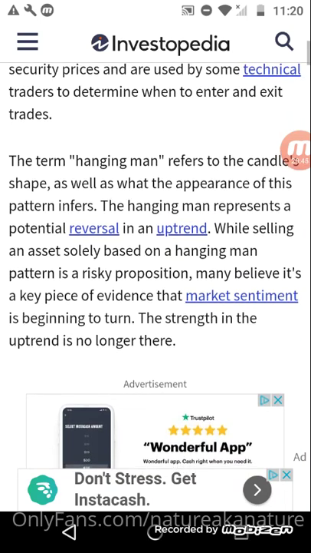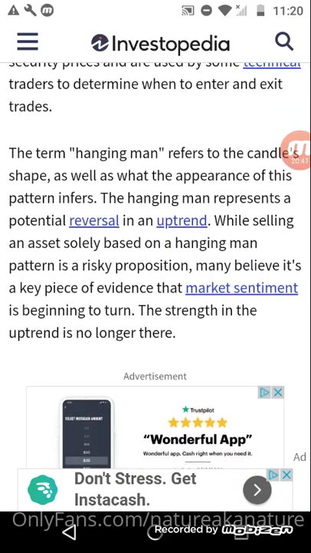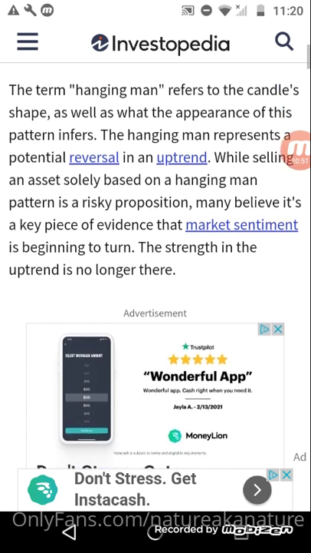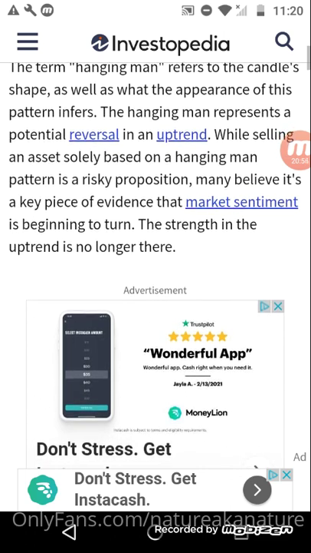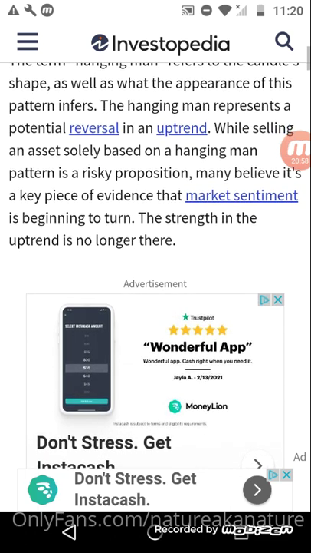Many believe it's a key piece of evidence that the market is beginning to turn. The strength in the uptrend is no longer there. So it's a reversal pattern for an uptrend, that a downtrend is occurring. So a hanging man occurs when two main criteria are presented.